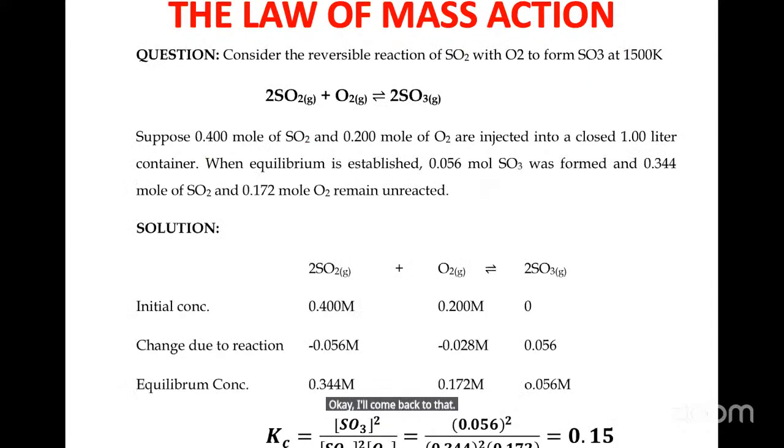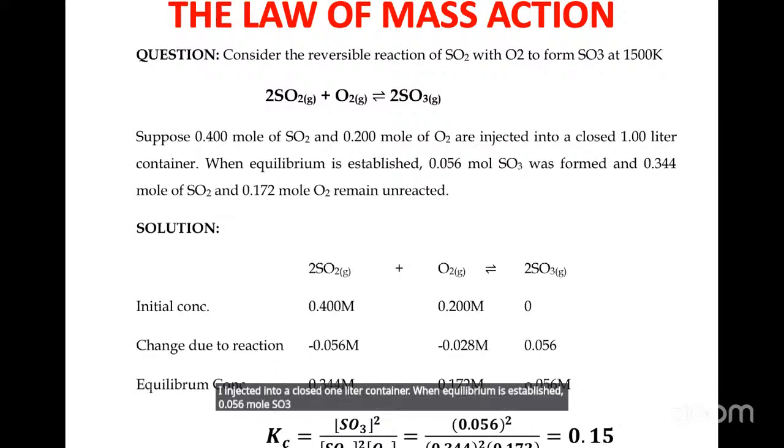Okay, so now this is another one. Consider the reversible reaction of SO2 with O2 to form SO3 at 1500 Kelvin. Suppose 0.4 mole of SO2 and 0.20 mole of O2 are injected into a closed 1 liter container. When equilibrium is established, 0.056 mole of SO3 was formed, and 0.344 mole of SO2 and 0.172 mole of O2 remain unreacted. Now, you want to calculate the equilibrium constant here.